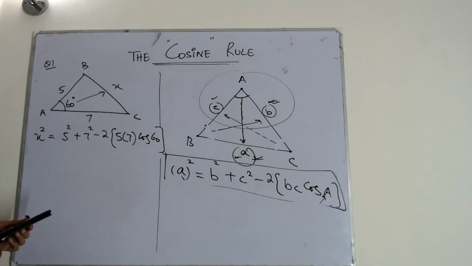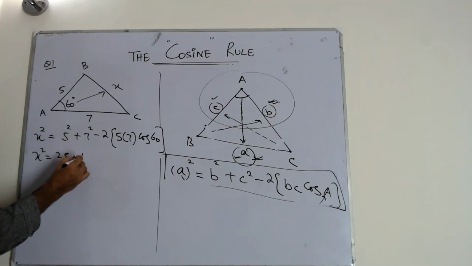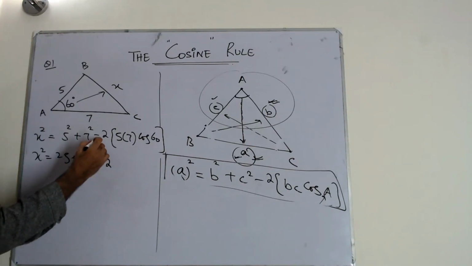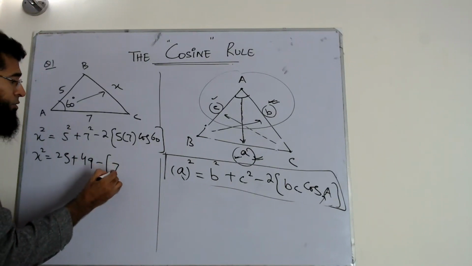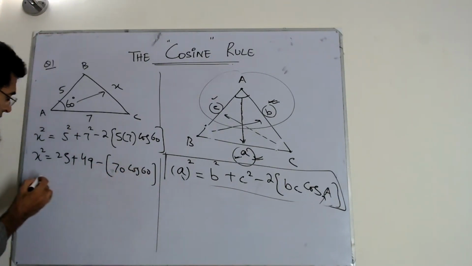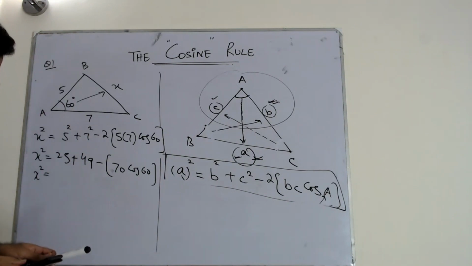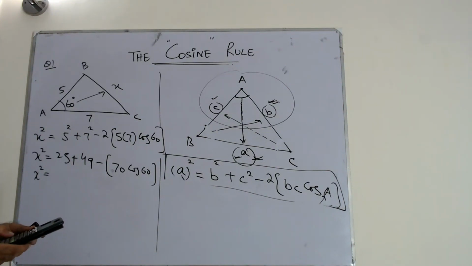So let's see. What is 5 square? Let's plug in the values. 25. What is 7 square? 49 minus 2 times, so what is this? 35 into 2, that is 70. So 70 into cos 60, right? Let's write the answer. So this is 25 plus 49 minus, we'll put a bracket here, 70 multiplied by cos of 60. And don't forget to close the bracket. And the answer is 39, right?